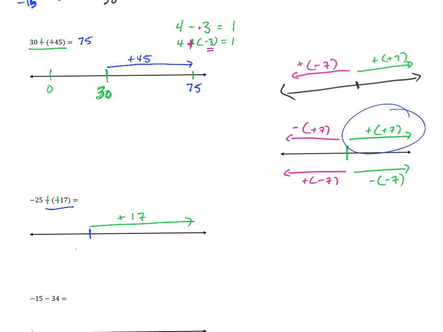I'm starting at negative 25, and 0 is way over here because it's 25 away from negative 25. And so what that means is I land at negative 8. So negative 25 minus negative 17 is negative 8. I mean, there's other ways to look at this. You could have said, if I have 25 negatives and I take away 17 negatives, how many negatives do I have left over? You have 8 negatives left over.